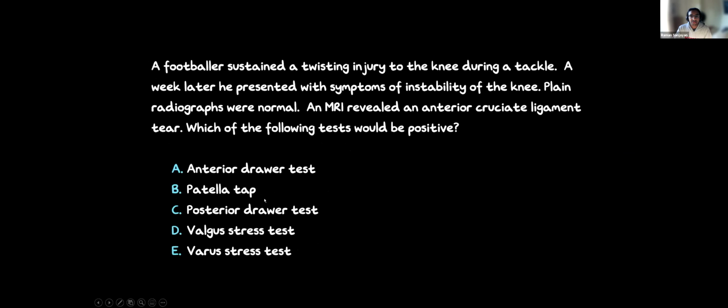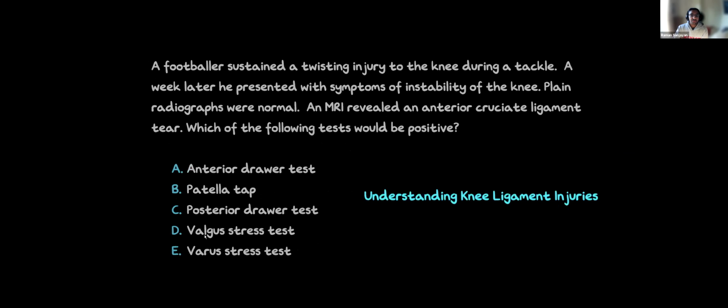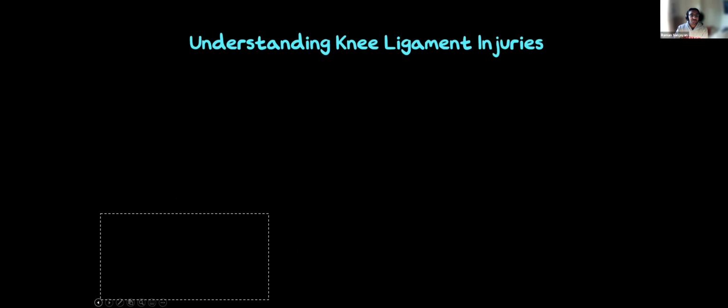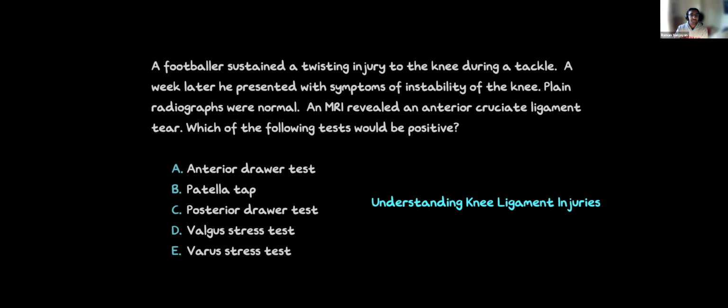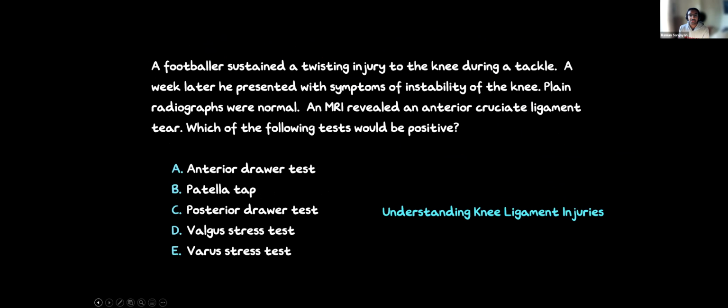I think this is the last question. Let's go back a little bit. A footballer sustained twisting injury to the knee during a tackle. A week later, he presented with symptoms of instability of the knee. Plain radiographs are normal. MRI revealed an anterior detail, and so on. Which of the following tests will be positive?